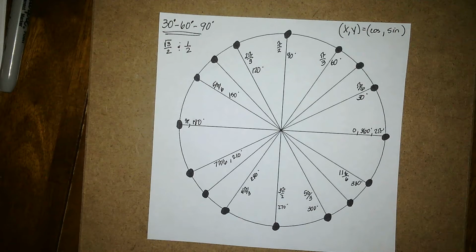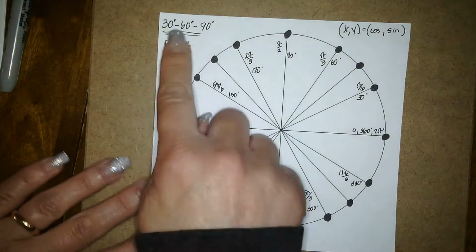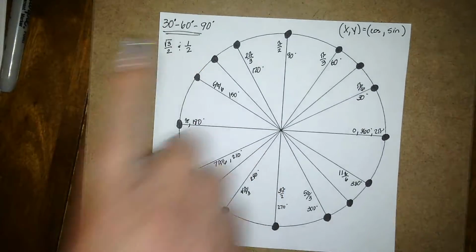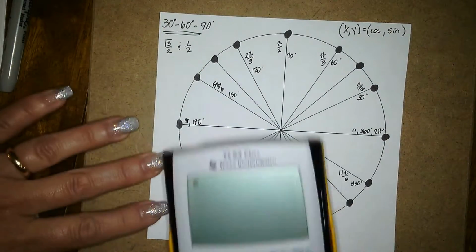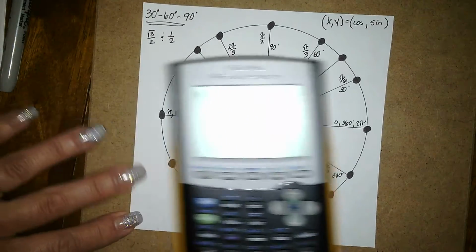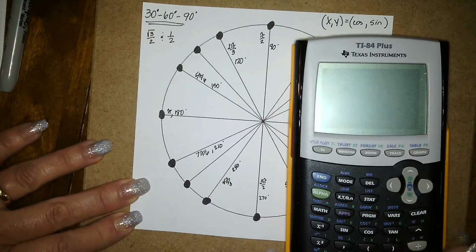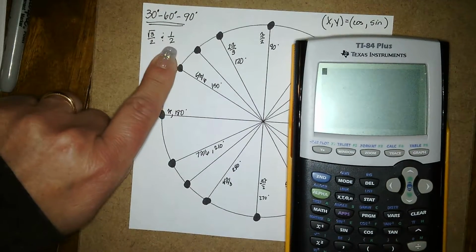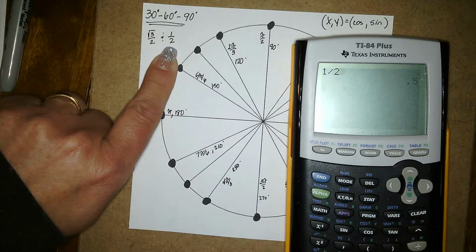So here's the other thing. When you look back at your chart, 30, 60, 90 triangles involve root 3 over 2 and 1/2. Now, before I start drawing you some triangles, I want to get out my handy dandy calculator. I'm going to do something that seems really silly, but I promise there's a method to the madness. I'm actually going to type into my calculator the decimal for 1/2. So if I do 1 divided by 2, you can see that it's 0.5.